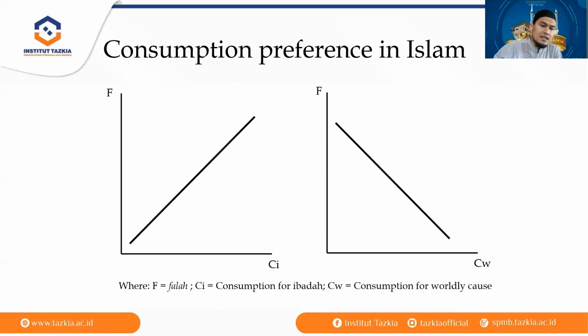So consumption preference in Islam, when we see in the first curve here, where F is going to be falah, CI is consumption for ibadah, and CW is consumption for the worldly use. When your income is greater, the consumption for ibadah is going to be lifting. So your falah and your ibadah must be in line. But CW, consumption for worldly causes, is going to be declining. That is exactly where we differ from other theories of economy.